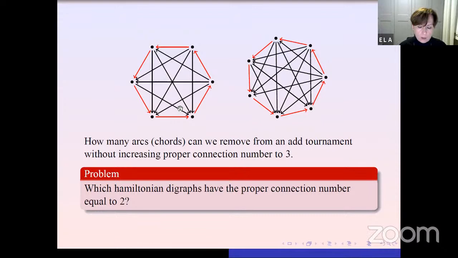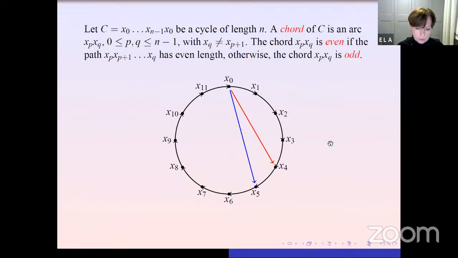Of course, in even tournaments we can delete all such arcs, but in the odd tournaments some arcs must stay. This problem we can reformulate in the following way: which Hamiltonian digraphs have proper connection number equal to 2? And we focus on such a problem. We find some sufficient conditions for Hamiltonian digraphs to have proper connection number equal to 2. But before I present this result, I need some definitions.